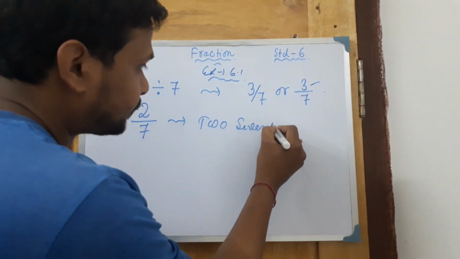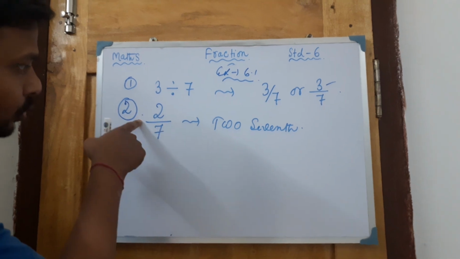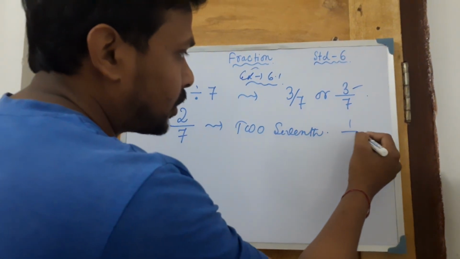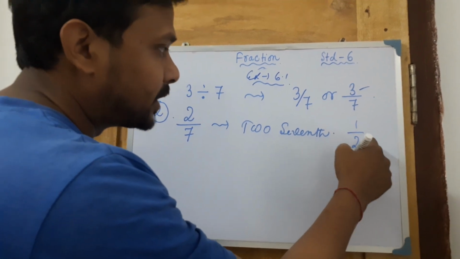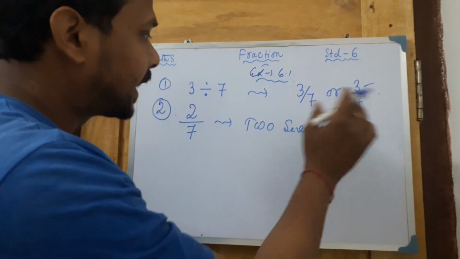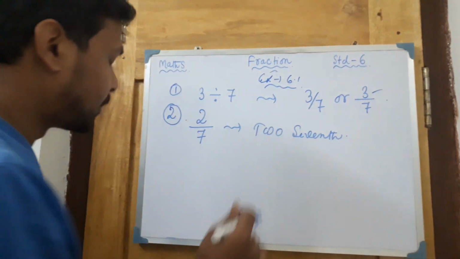Okay, because within 7, 2 is there, that is the fraction. So 2/7 you have to write 1 by 2, that means same way you have to write down that one 1/2. Okay, so like that it will come, 2/7 and all. Okay, so this type of thing.